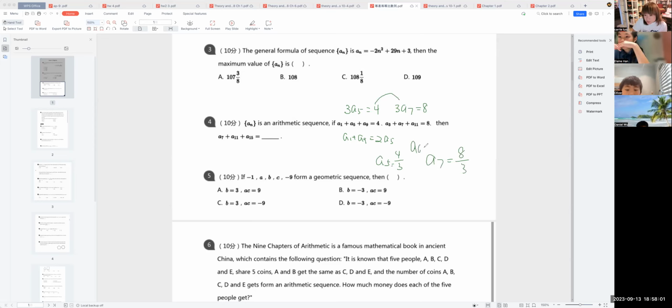And Daniel, can you find out A6 equals what? 6 over 3, correct? And you can find out the difference of each number is 2 over 3. So that's why it's very easy. This one equals 3A11. So all I need to do is A7 plus 4 differences equals A11, correct? And what is the difference? The difference is 2 over 3 times 4, so equals 8 over 3. So 8 over 3 plus 8 over 3 equals 16 over 3. That is A11. And this question is 3 times A11, so it's 16.